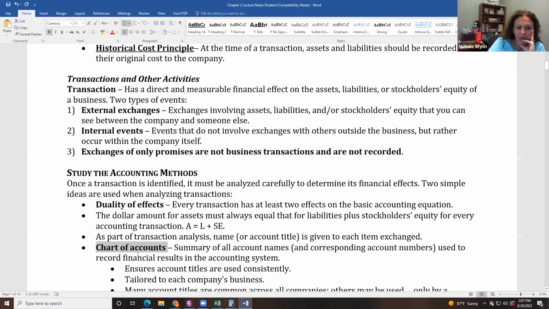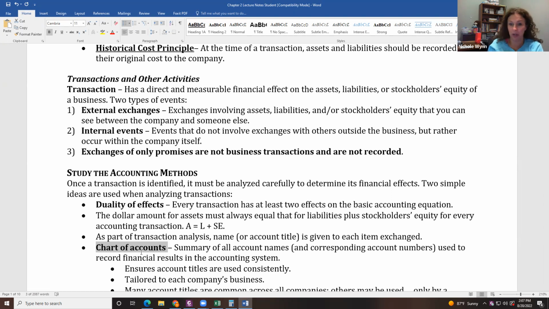The chart of accounts is just a list of accounts that businesses can use. So like my accounts might be cash and accounts receivable and land and buildings and equipment and supplies. I don't know, I just made that up. Those are my assets. And then I might have accounts payable and notes payable. So every business looks different and you can have your own chart of accounts.